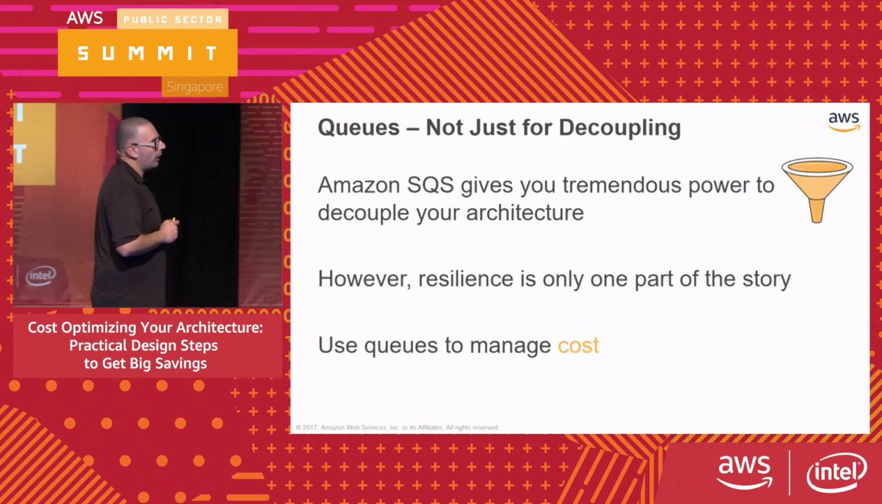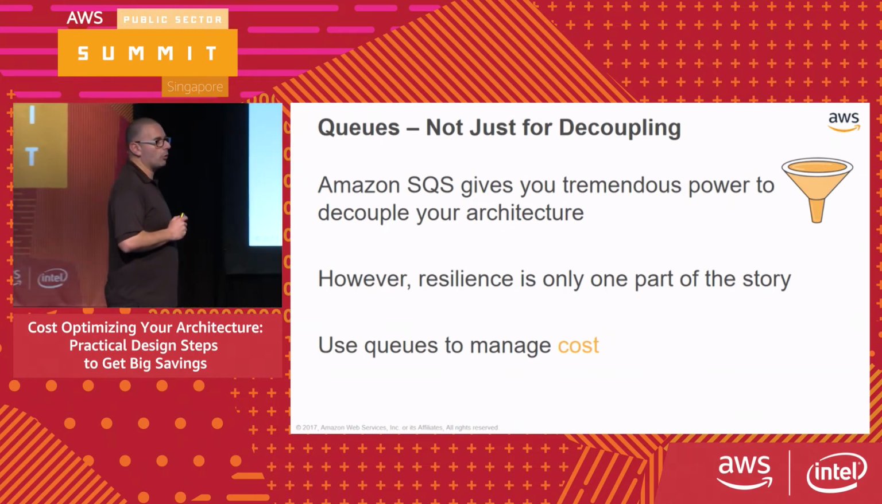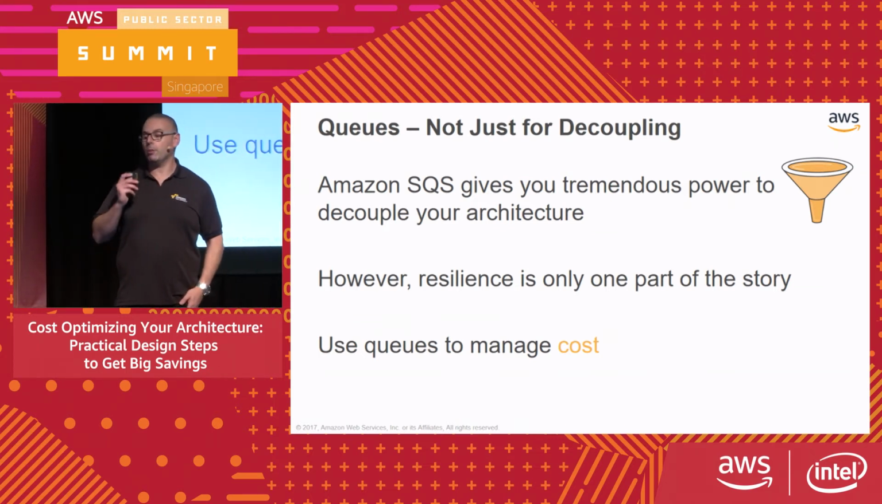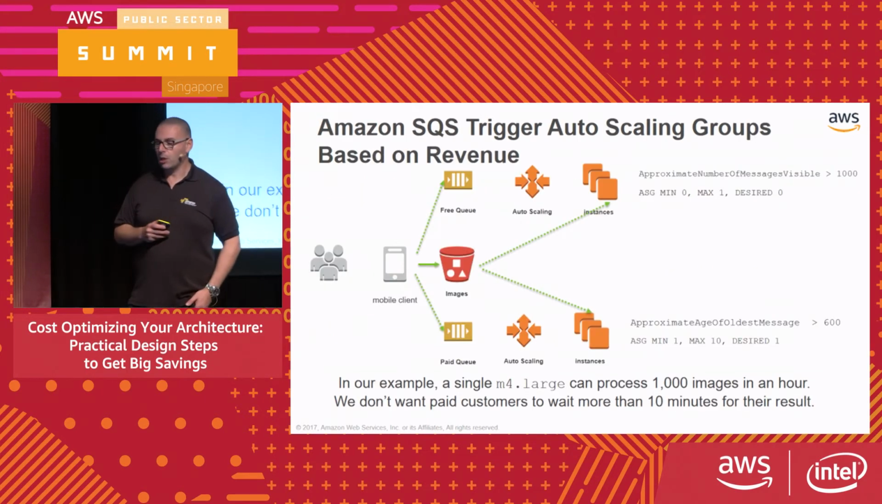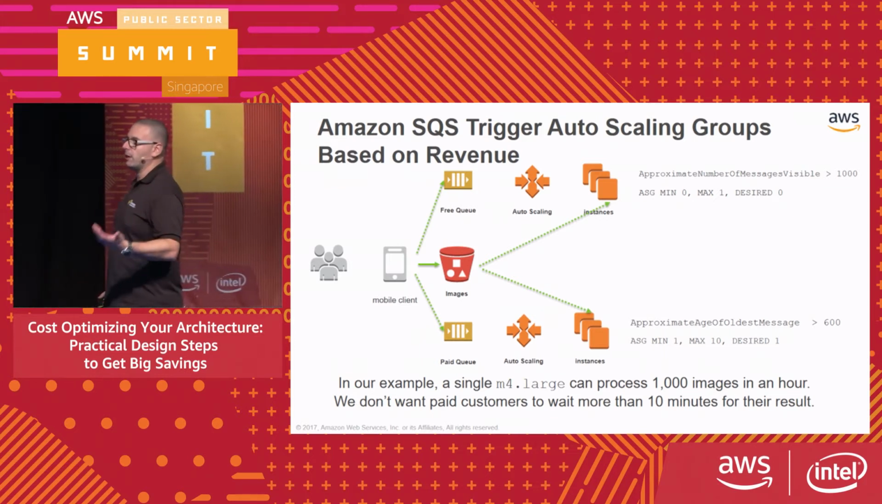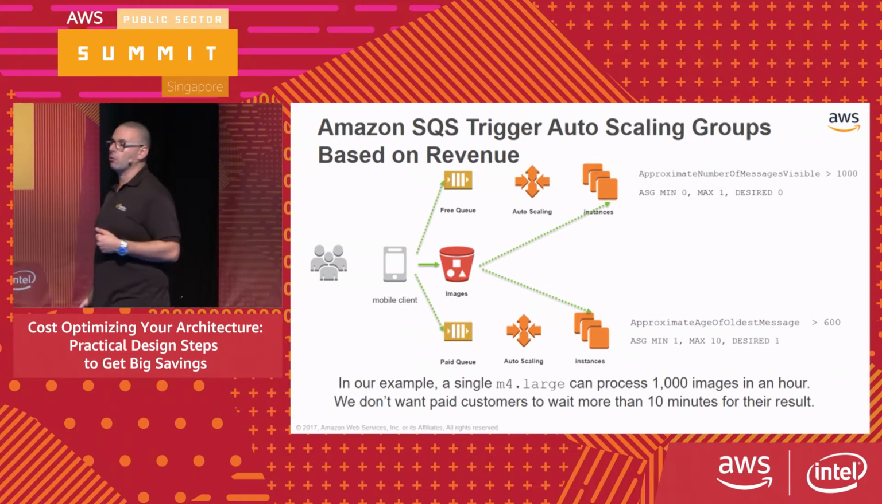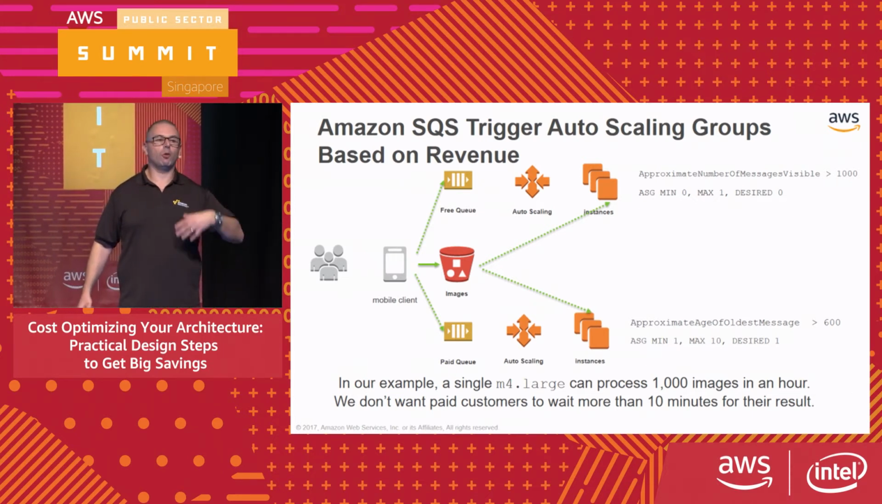Queues. I'm a big fan of queues. Queues are really handy for decoupling, for resilience, for microservices, all that good stuff. But they can also be used to manage cost, which is a little bit different. Let's work an example together. Here's an application I've got which has a mobile client that dumps images to an Amazon S3 bucket, and then that bucket will have the image processed for some purpose.